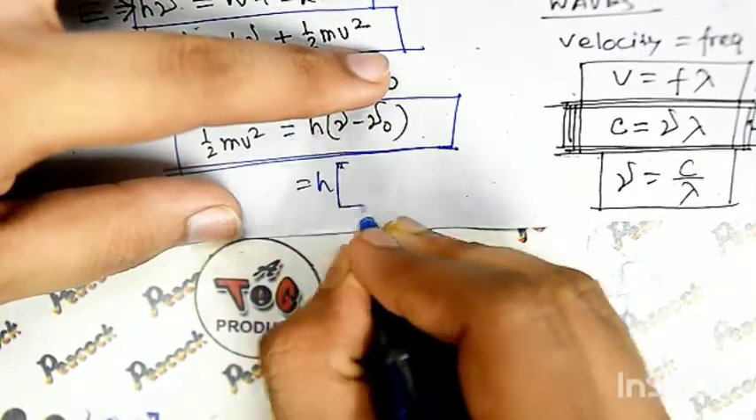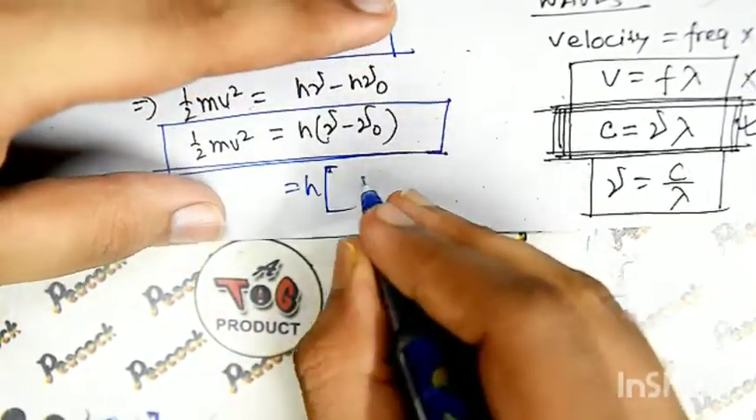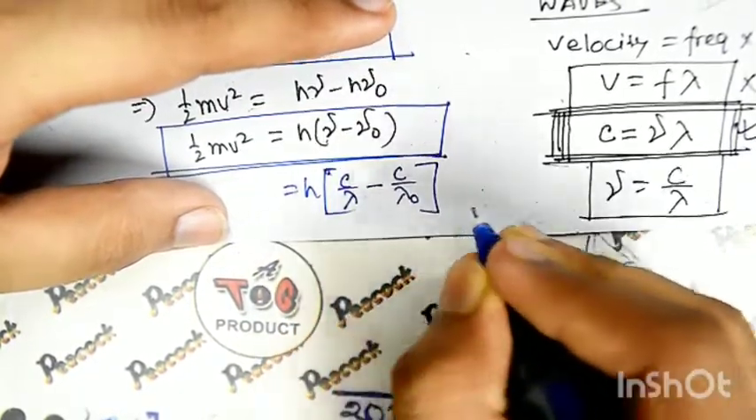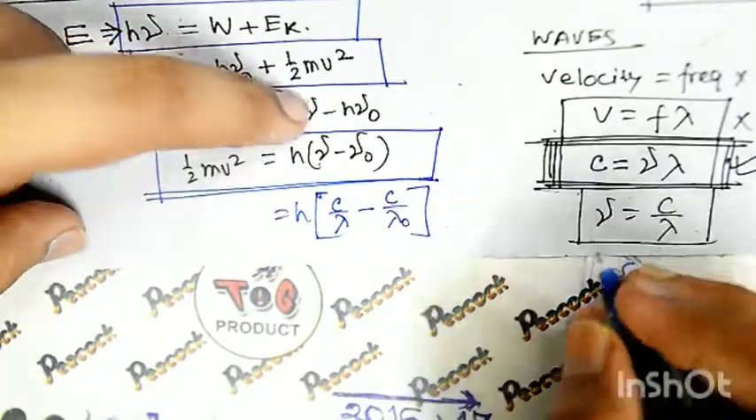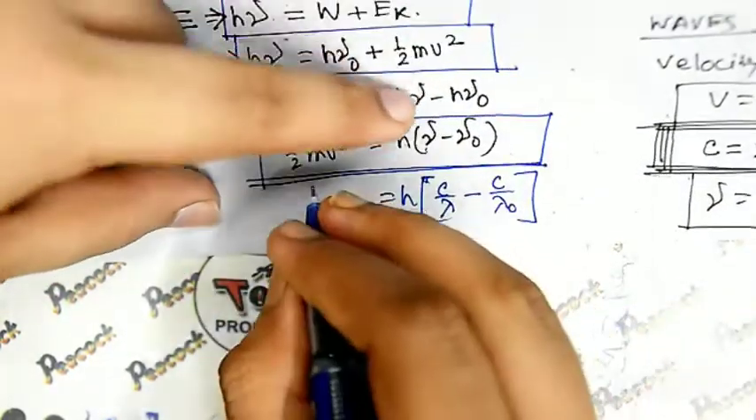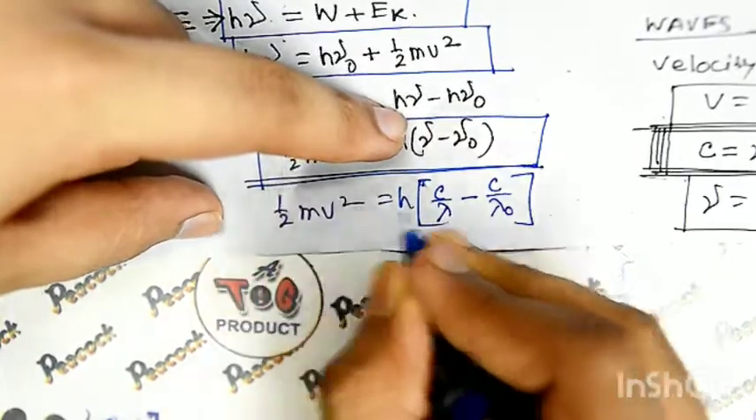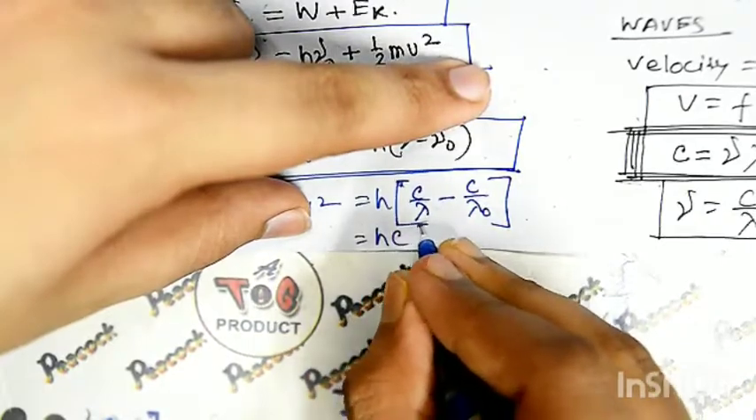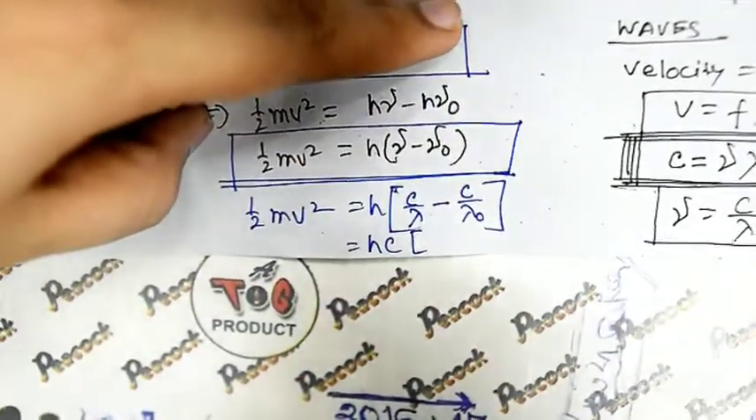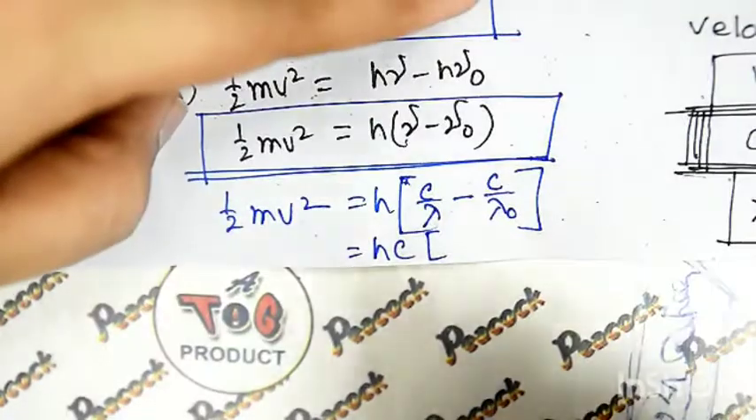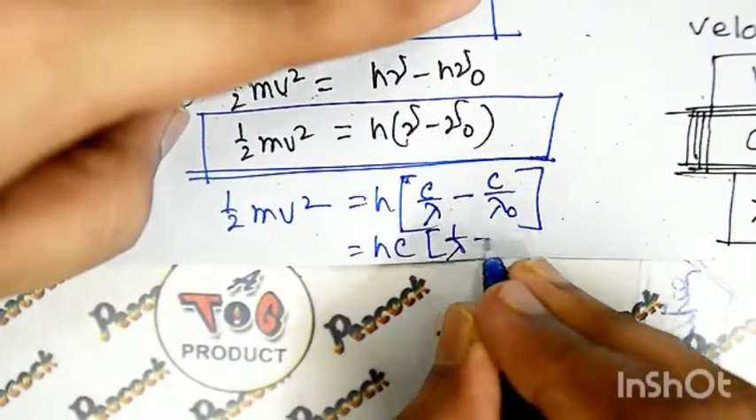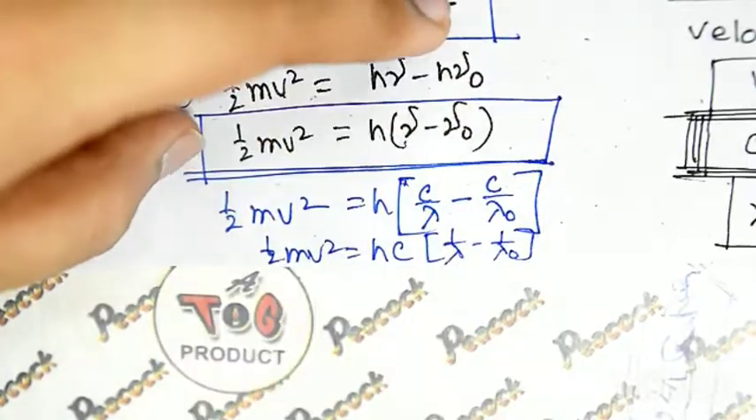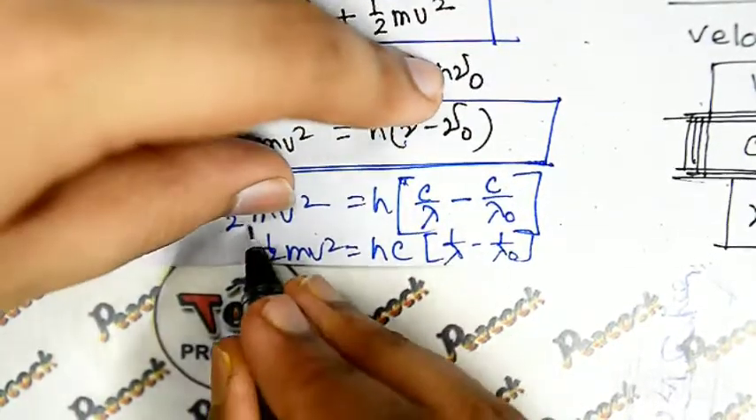So h nu will be replaced by hc by lambda, and nu 0 is c by lambda 0. Clear? This is the expression of half m v squared. What can I do? I can take c common. So hc into, taking c common, what am I getting? hc into 1 by lambda minus 1 by lambda 0. This is also an equation of energy, but in wavelength terms.